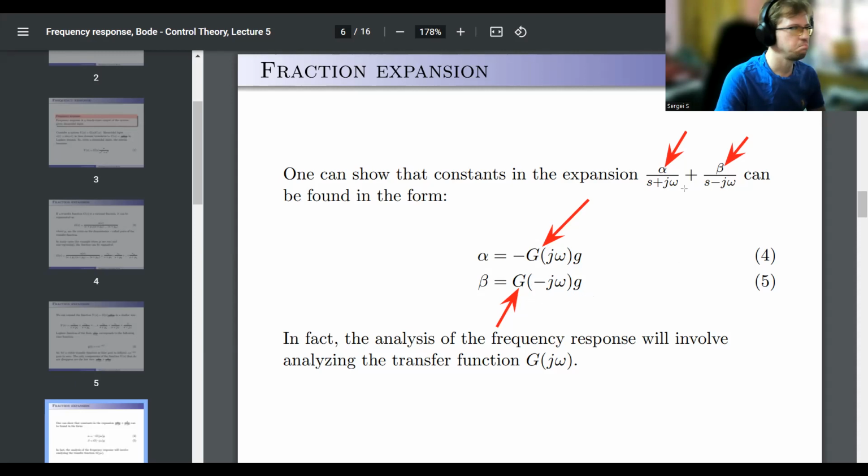So somehow we can use our transfer function, but just substitute different variable. So delete essentially the real part of the s. S, remember, is a complex variable. This s is a complex variable. We delete real part, only keep the imaginary part, j omega. We can denote the imaginary part as well, and we get the expression for alpha and beta.